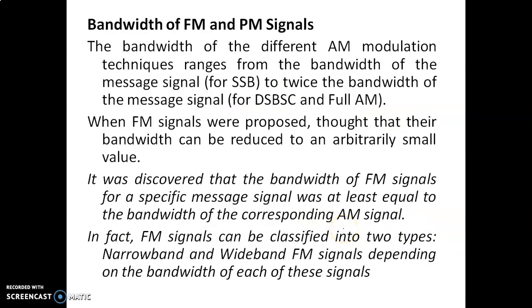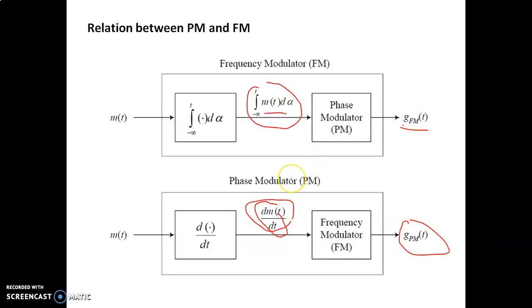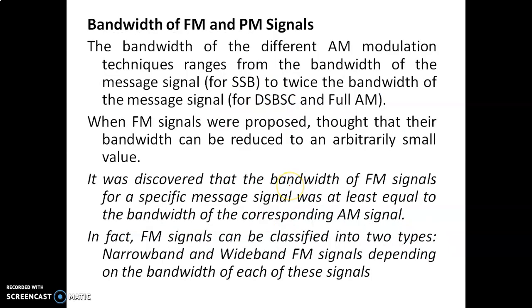So now the figure shows the relation between FM and PM. Now the bandwidth of the FM and PM signal. The bandwidth of the different AM modulation techniques ranges from the bandwidth of the message signal to twice the bandwidth of the message signal for DSBSC. When FM signals were proposed, it was thought that their bandwidth could be reduced to an arbitrarily small value. It was discovered that the bandwidth of an FM signal for a specific message signal was at least equal to the bandwidth of the corresponding AM signal.